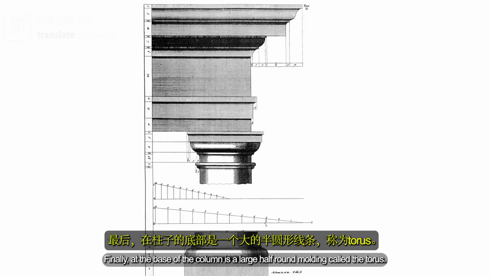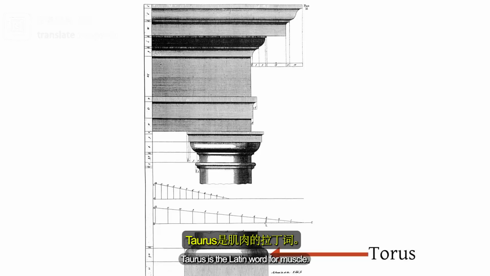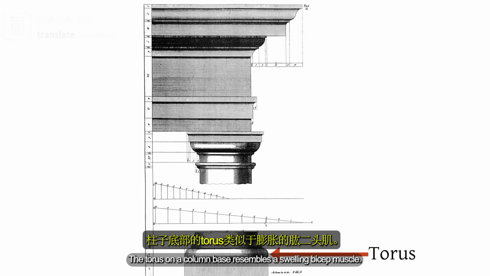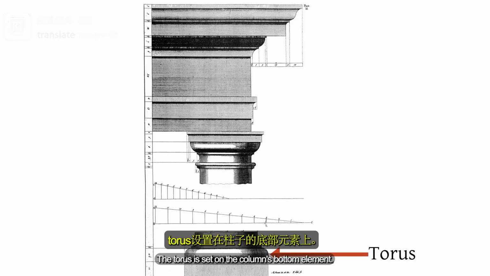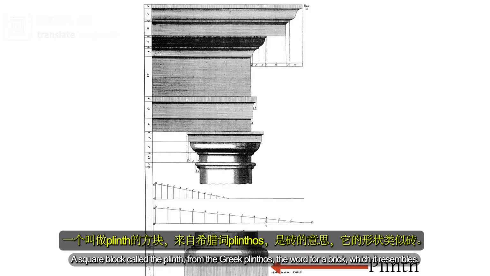Finally, at the base of the column is a large half-round molding called the torus. Torus is the Latin word for muscle. The torus on a column base resembles a swelling bicep muscle. The torus is set on the column's bottom element, a square block called the plinth, from the Greek plinthos, the word for a brick, which it resembles.